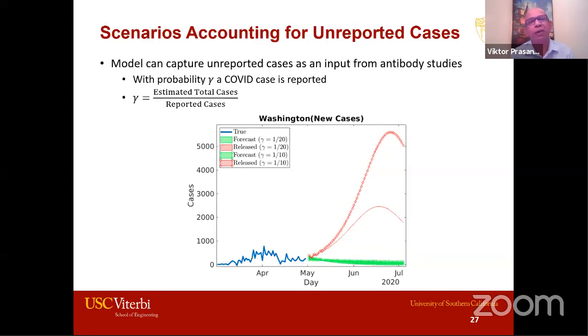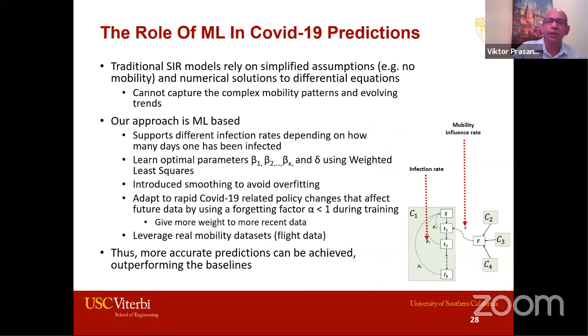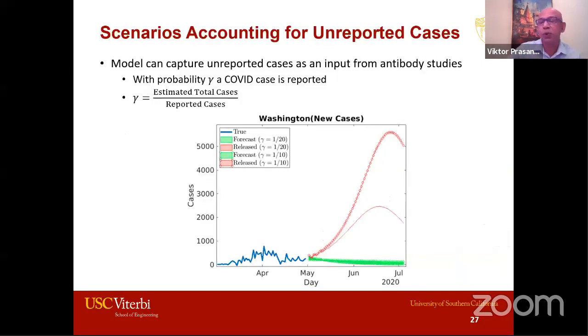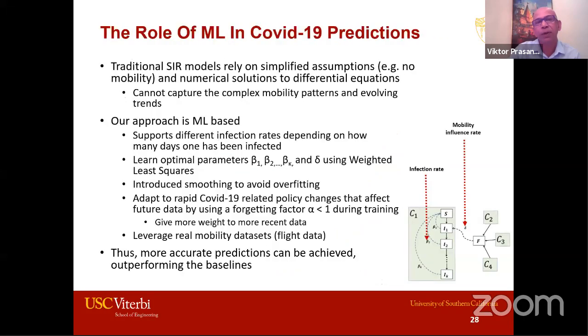I defined a factor gamma as the estimated total cases divided by reported cases. We can feed this information into the model, and then scale our results accordingly based on those constant factors. These factors may depend on the particular regions you have, and we use that information to get the actual number of cases as opposed to the reported cases at any instant in time. So let me summarize here what we did in terms of the big picture.